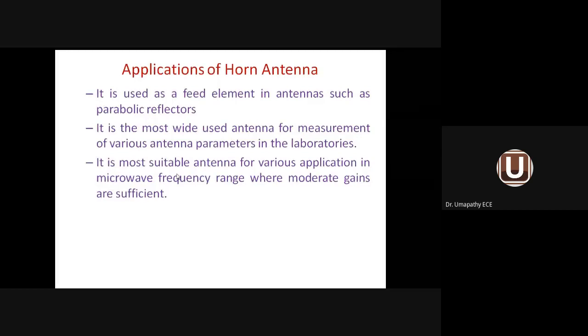Now, what are the applications of the horn antenna? This horn antenna is used as a feed element in antennas such as the parabolic reflector. I was telling you, in the reflector antenna there is a primary antenna as well as a secondary antenna. The primary antenna, the feed element, is nothing but the horn antenna. It is used as a feed element with respect to the parabolic reflector.